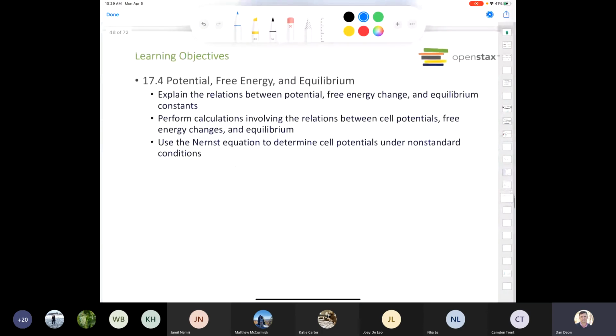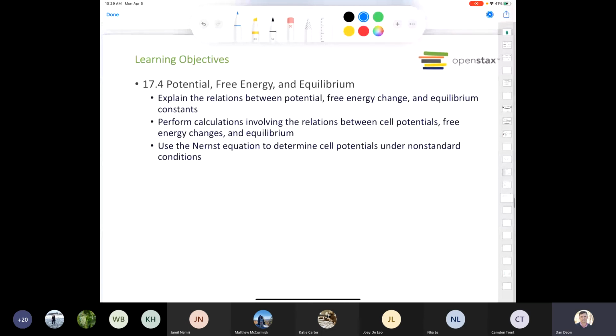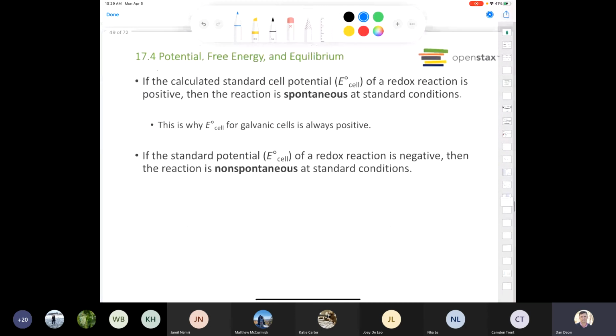Anyhow, where was I? We got 3.5 hours left, so I just want to spend a little bit of time with you talking about section 17.4. I want to slow down a little bit and discuss cell potential, free energy, and equilibrium. We spent a lot of time looking at delta G. We spent a lot of time looking at equilibrium. And now we're going to connect it to cell potential, E. Okay? So let's take a look here.